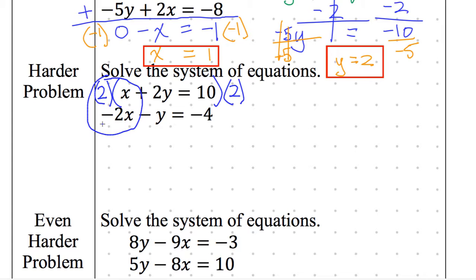Okay. So when I do that, I'm going to rewrite this equation underneath. This is now going to say 2x. 2 times 2y is 4y. I'm multiplying every single term here by 2. 2 times 10 is 20. Now, with these two equations right here, I can add them and eliminate the variable.